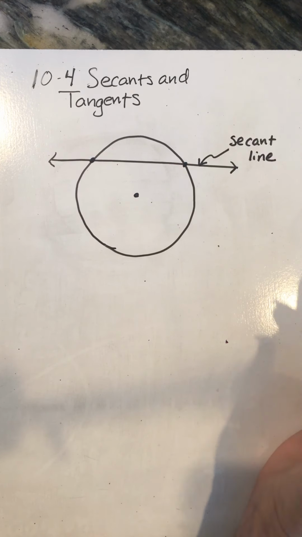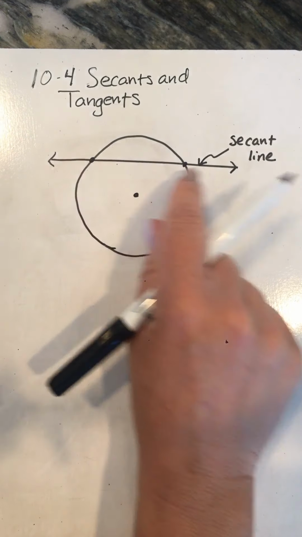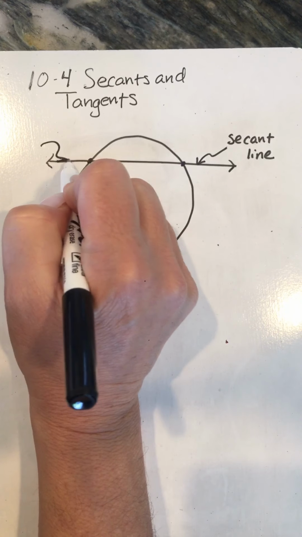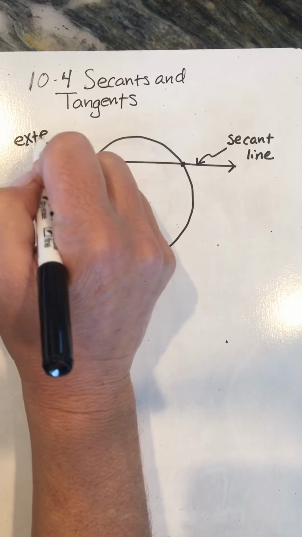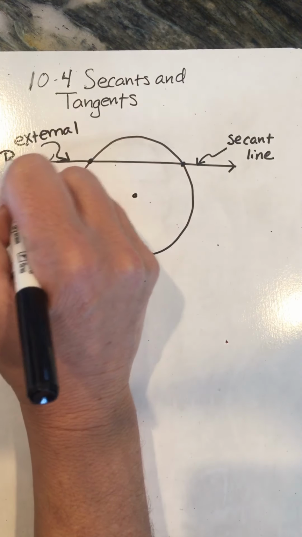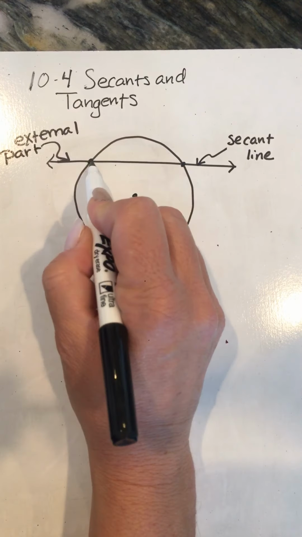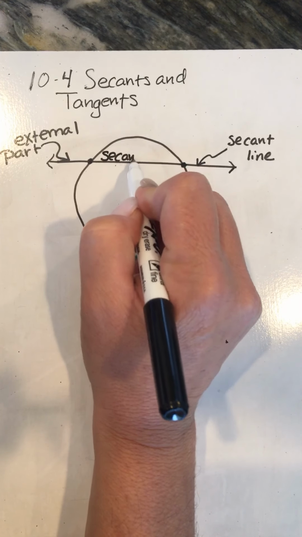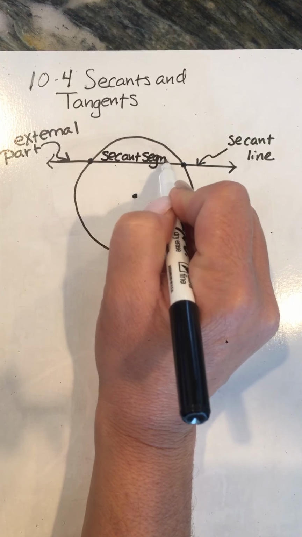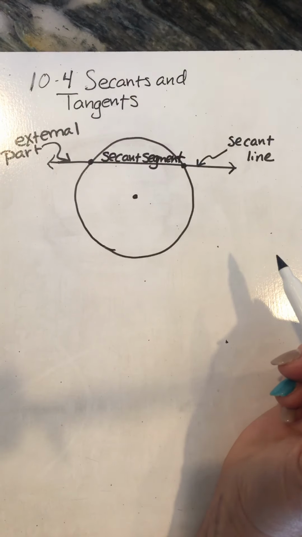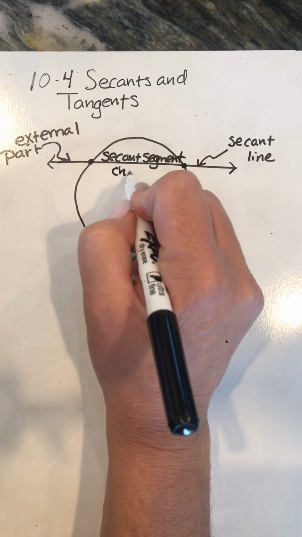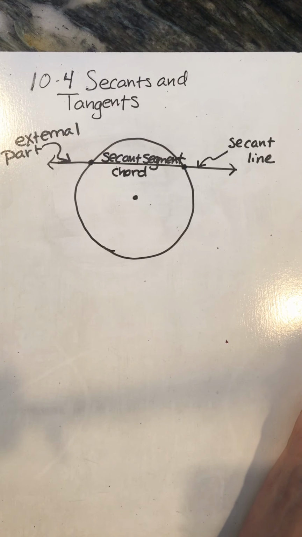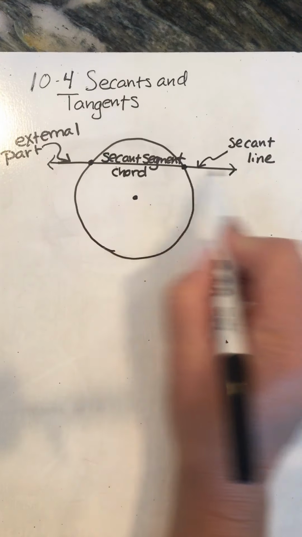And there is an internal part of the secant line and an external part of the secant line. So let's label this as the external part. And then the internal part is from here to here, or it's a secant segment, but you know it better as a chord. So a secant segment and a chord are the same thing. It's the internal part of a secant line.